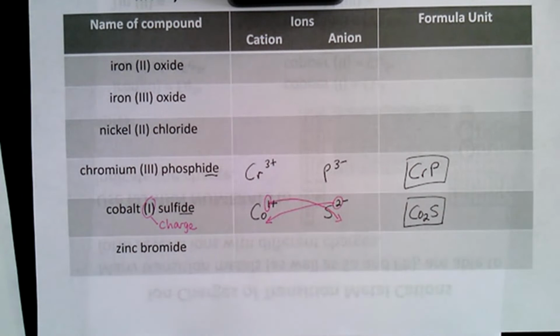So that's the end of this first video, where we're just looking at how to write formulas for ionic compounds, including ones with transition metals. The next slide in this Nearpod will be your practice on this. And then the next video will be after that. Part 2 has to do with how to write formulas for ionic compounds when polyatomic ions are present.